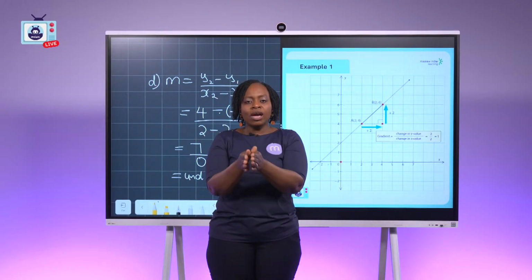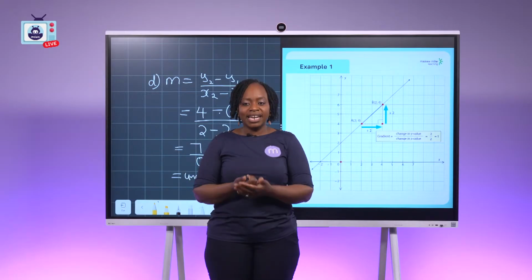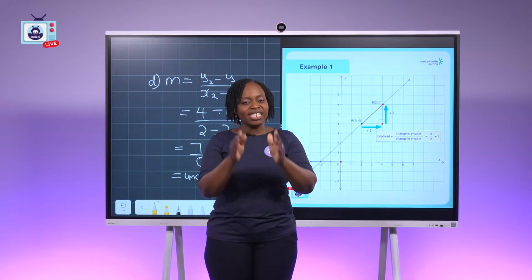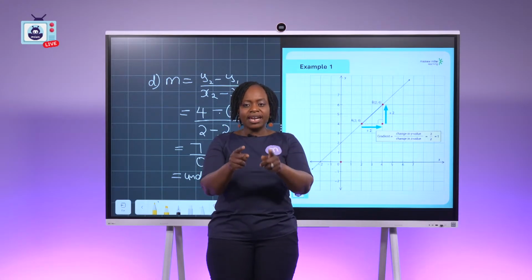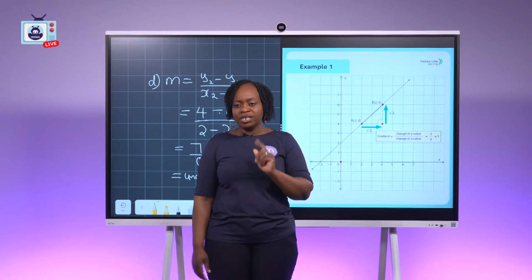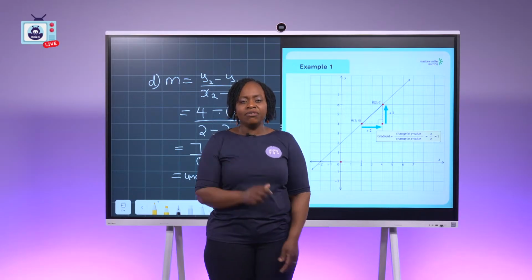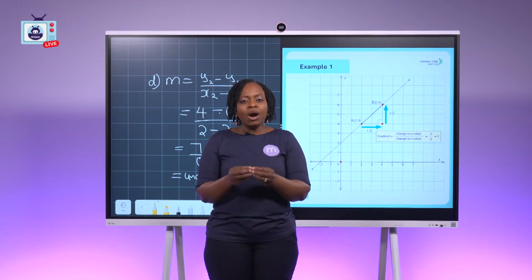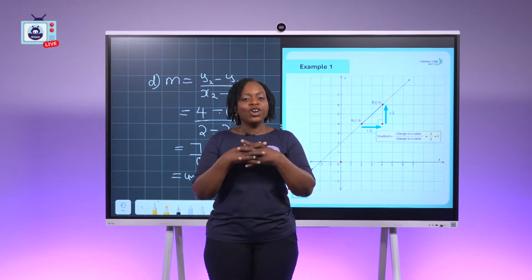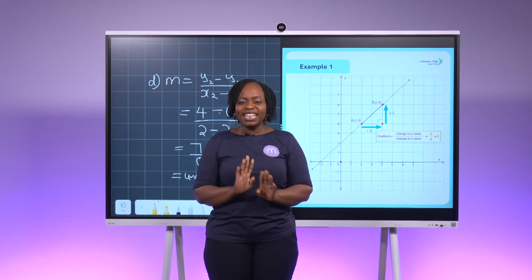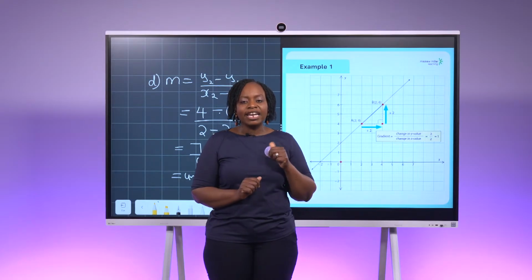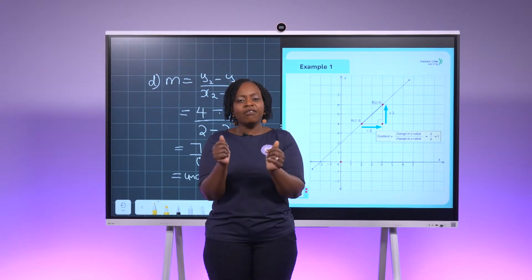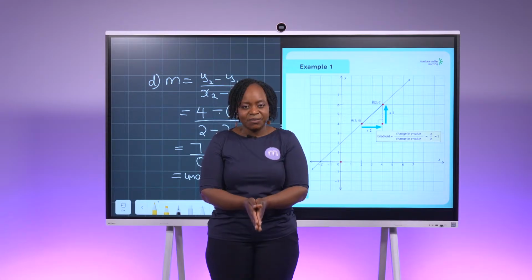Let's recap. You have learned how to use a formula to calculate the gradient. You have learned how to interpret the gradient just by looking at the graph. So you look at the graph and you can tell this gradient is going to be positive, this gradient is going to be negative, 0, or undefined. Now I want you to take a very deep breath and rest for a few seconds. Then we come back to show you how you can read the gradient from the graph, provided you are given a graph. Stay tuned.